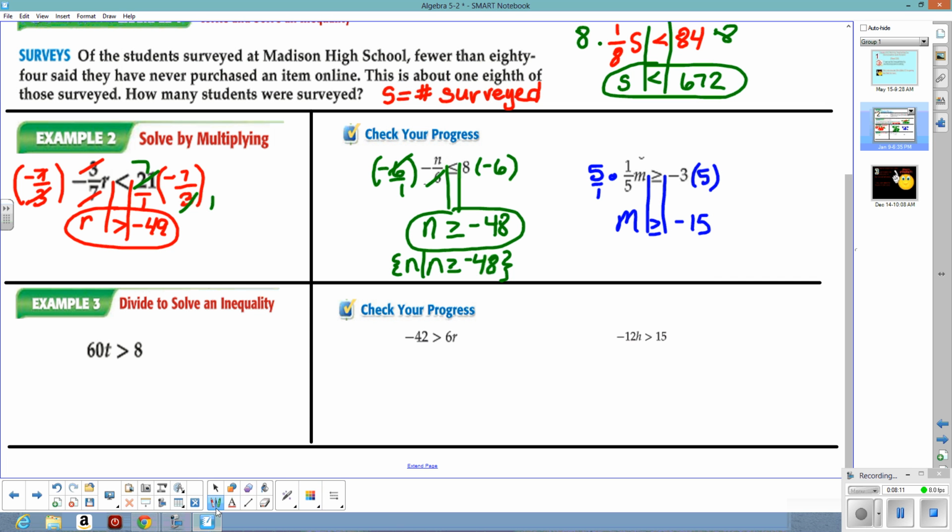All right, the last type we have are division inequalities, or solving multiplication inequalities by using division, I should say. 60t is greater than 8. You undo the multiplying by 60 by dividing by 60.